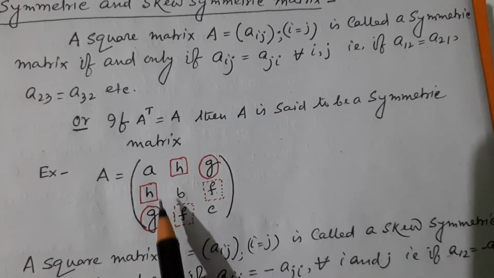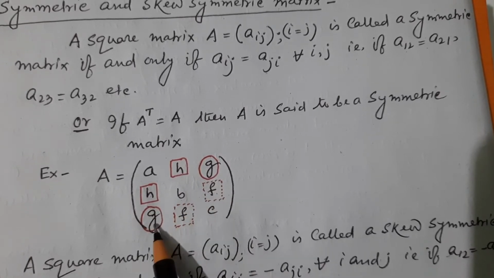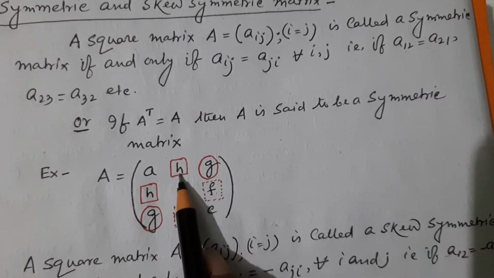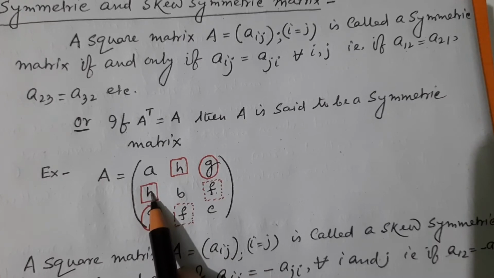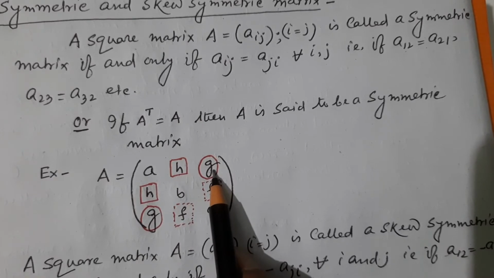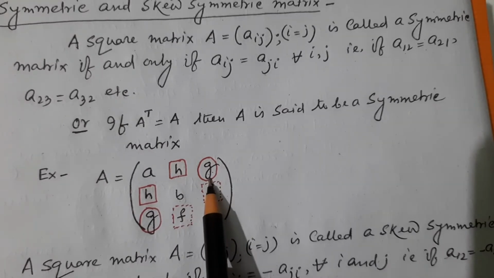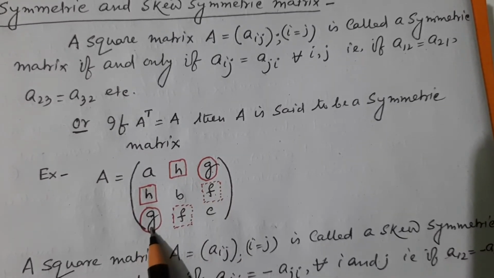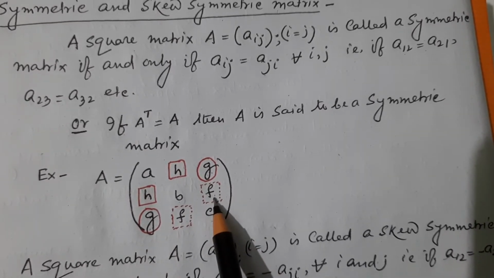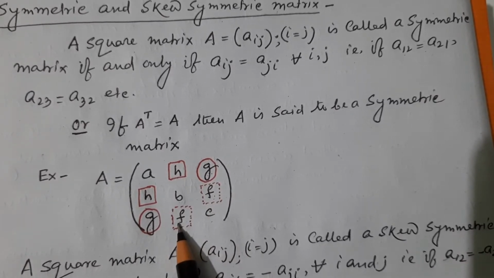Example: A, H, G; H, B, F; G, F, C. H, this is the position of A12, must equal A21. G is in the first row third column, and this G is in the third row first column. This F is in the second row third column, and this F must equal the third row second column.